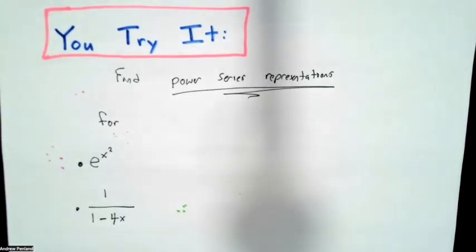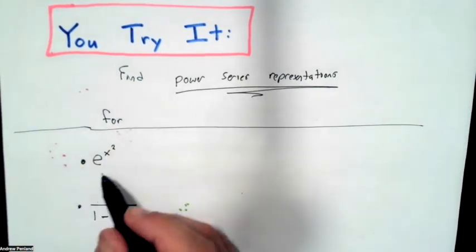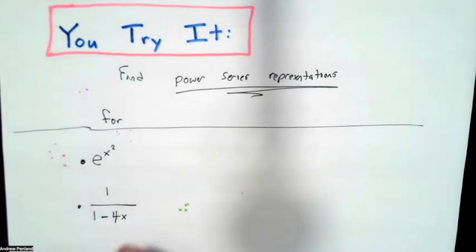Okay, now you try this on your own. I'm going to ask you to find power series representations for e to the x squared and for 1 over 1 minus 4x. Please pause the video, and when you're ready, come back to discuss and see what I did. Please try this on your own first.